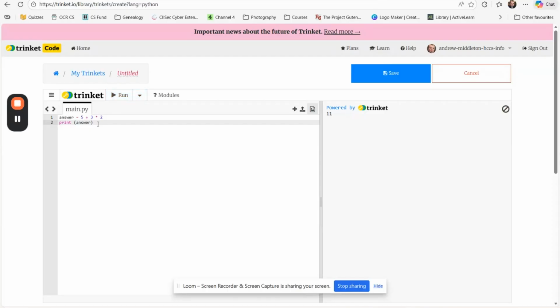Now, let me try a different one. This time around, we'll do exactly the same thing. I'll pause again, and then you can have a go at the answer. Answer is 7 minus 1 times by 0 divided by 3 divided by 3. What's the answer to that going to be?